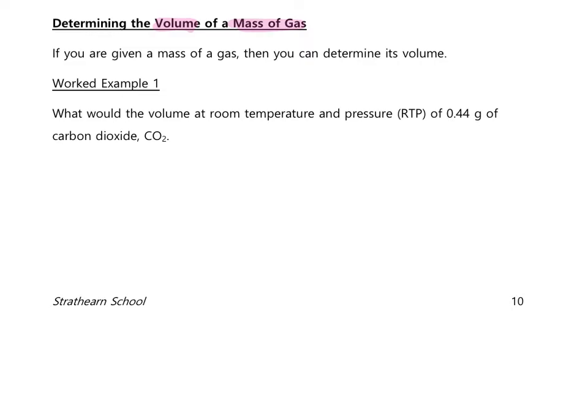So we're asked, what would the volume at room temperature and pressure be of 0.44 grams of carbon dioxide, CO2. So I know that this is a gas, and these questions only apply to gases. So what I'm trying to work out ultimately is the volume, and I can use my molar gas volume equation for that. But my molar gas volume equation, if you look further up the page, involves the number of moles, but I've been given the mass. So the first thing I need to do is to calculate the number of moles. How am I going to do that? Well, I simply use n equals mass over RFM.